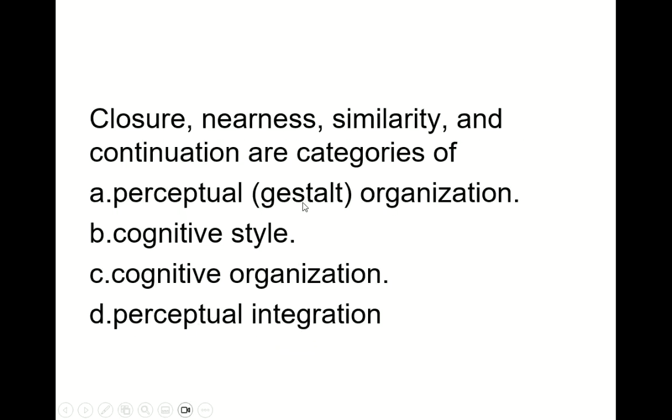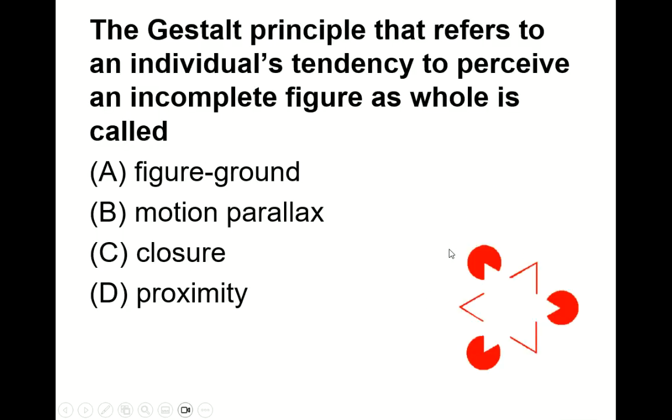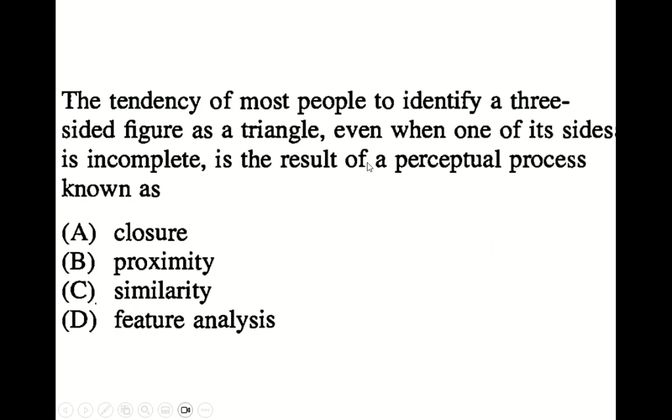All right, closure, nearness, similarity, and continuation are categories of what? And the answer is perceptual organization. All right. The answer is, so your mind is filling in the blanks, so it'd be closure. All right, here you go. Read that. The answer is, again, your mind is filling in the gaps.